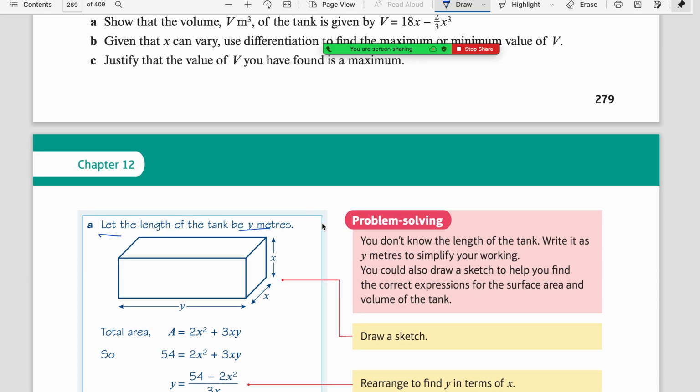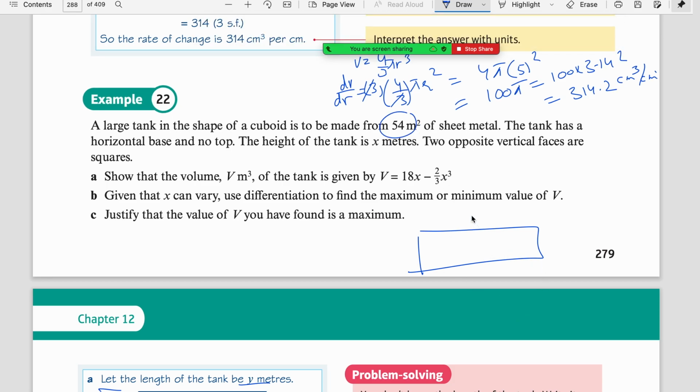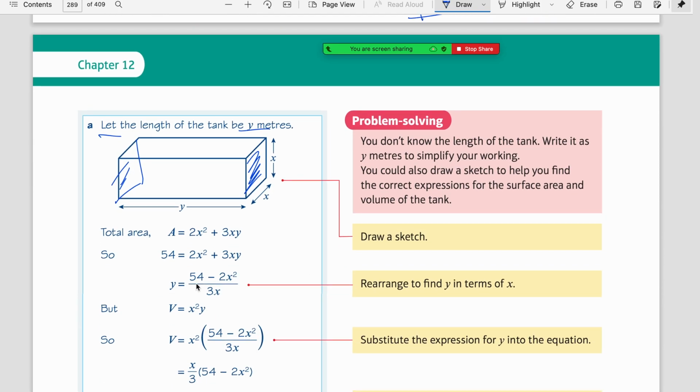Let the length be y meters, and if this is y, the total surface area would be 54, which is given in the question, and we have 5 faces. There's no top. If the length is y and this side is x and height is declared already as x, base would be y into x, plus we have 4 vertical sides. One of the vertical sides is x square into 2, because we have 2 such faces. Then the remaining side is y into x again into 2, which is equal to 54.